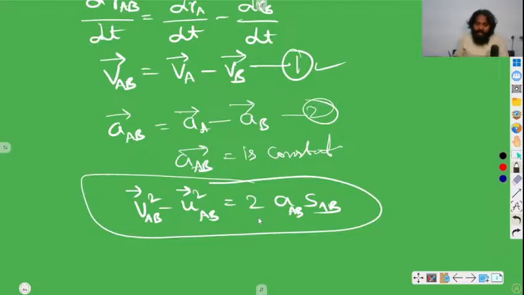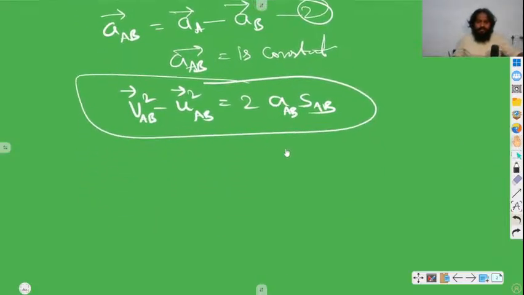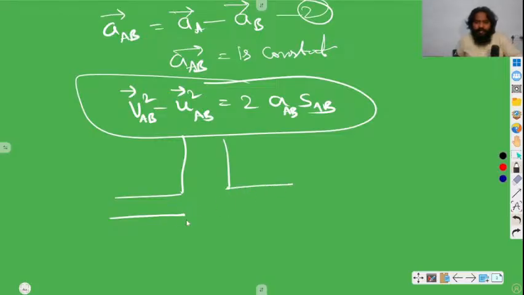Right? So next, let's do a small problem using two-dimensional motion. Just imagine we have a road, and it has four ways, right? So this is the road.